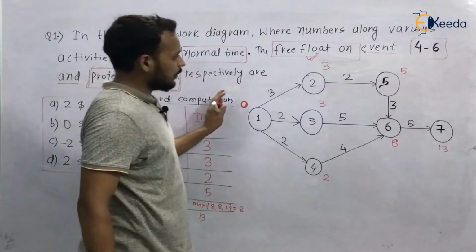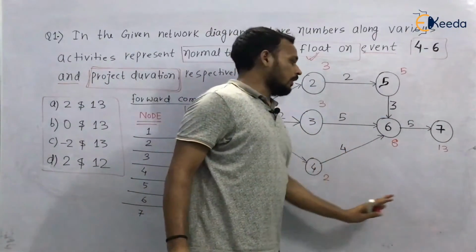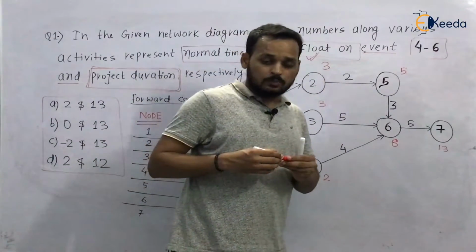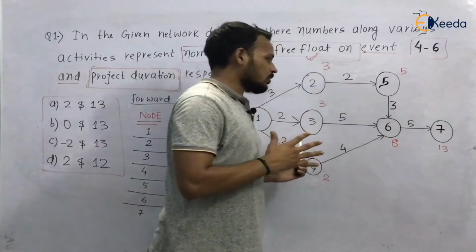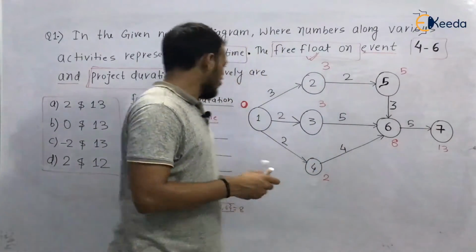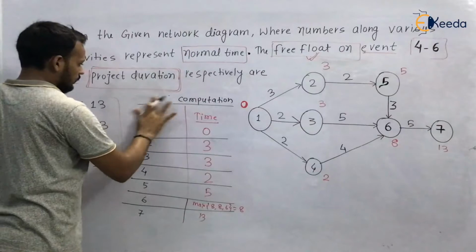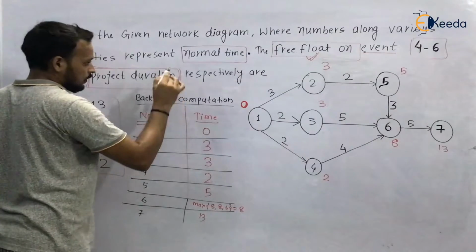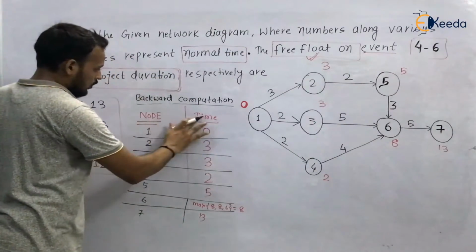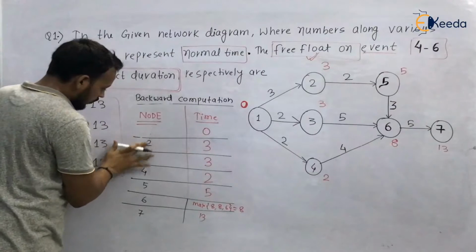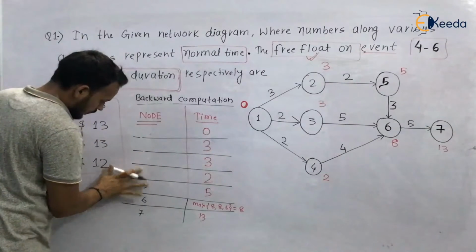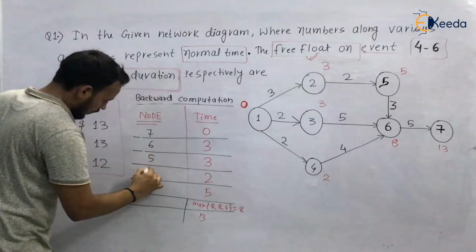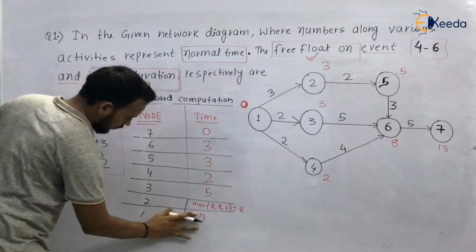In this way, we have done our forward computation and we have calculated all the early start and early finish times. Now we have to repeat the same process with the help of backward computation. Nodes and time will remain the same, you just have to reverse it: 7, 6, 5, 4, 3, 2, 1.